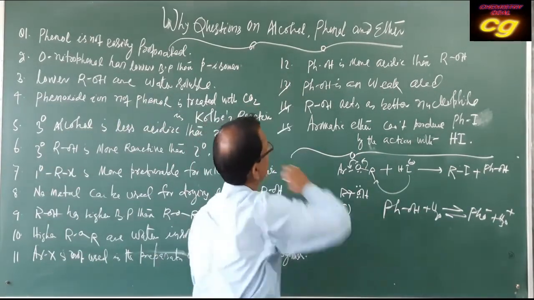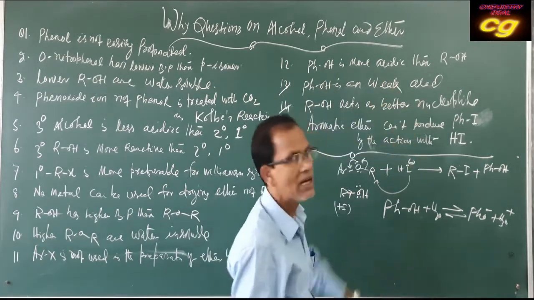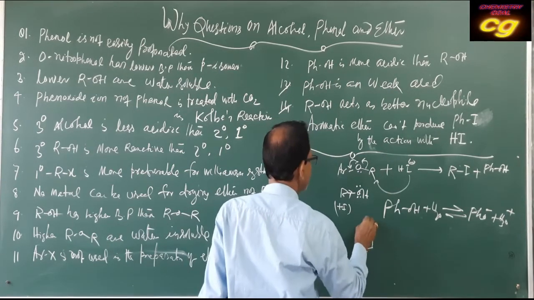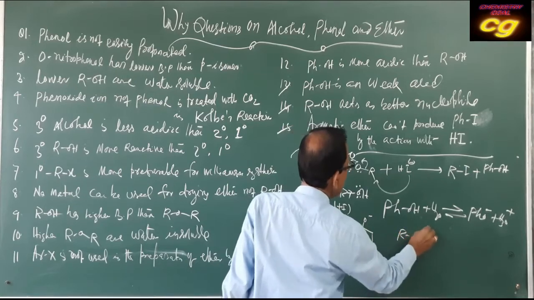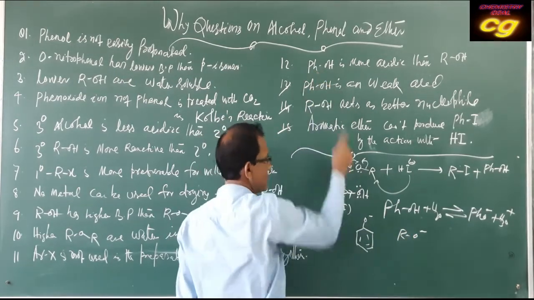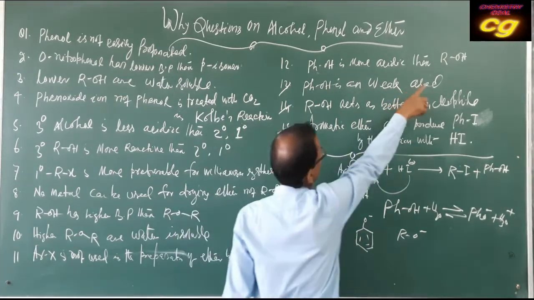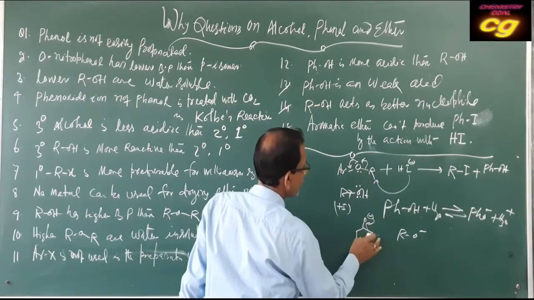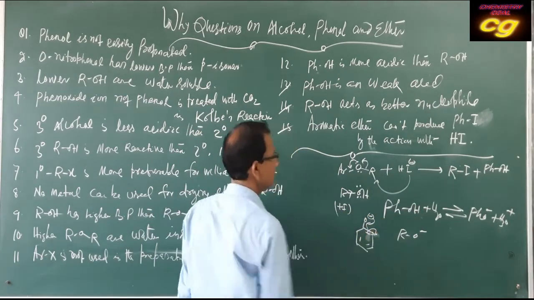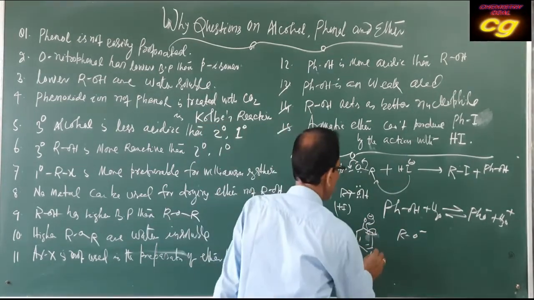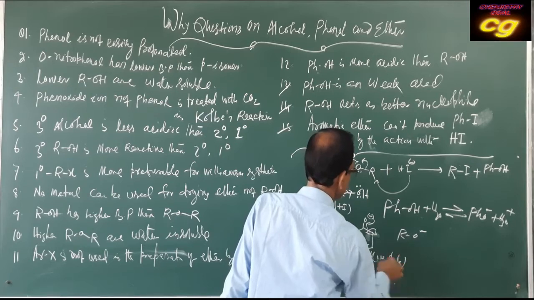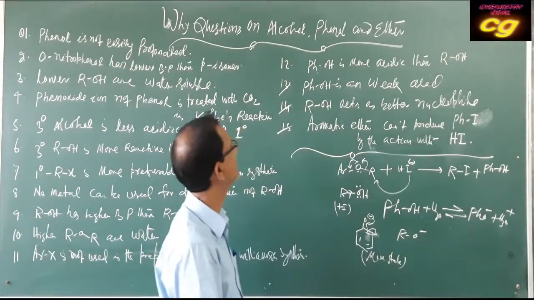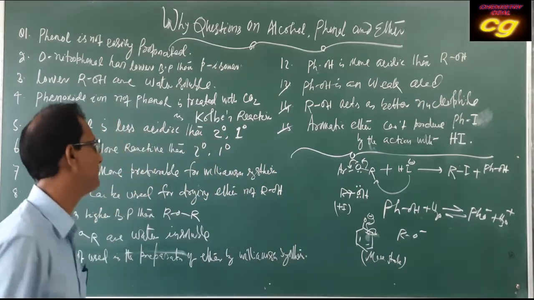Then question number 12. Phenol is more acidic than ROH. If you see the structure, phenol produces phenolate ion and alcohol produces RO minus. The conjugate base of phenol is phenolate ion, and the conjugate base of alcohol is RO minus. If you see the stability, phenolate ion is more stable by resonance. Phenolate ion is more stable than alkoxide ion. That's why phenol is more acidic than alcohol. This is a very important thing.